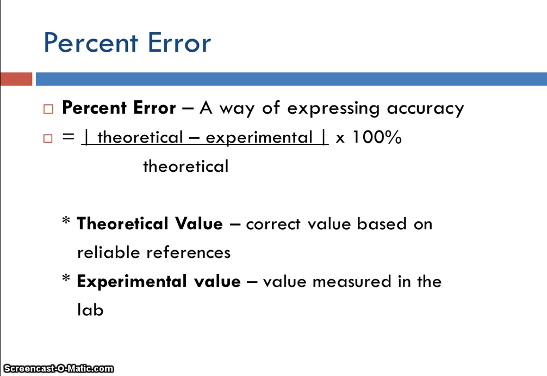Theoretical value is the correct value that you're trying to get. So before you do a lab, a lot of times you'll do a calculation first to figure out what you should end up with in the end. And that's called your theoretical value. Experimental is what you actually did get when you did the lab. So theoretical is what you should have gotten, experimental is what you did get.